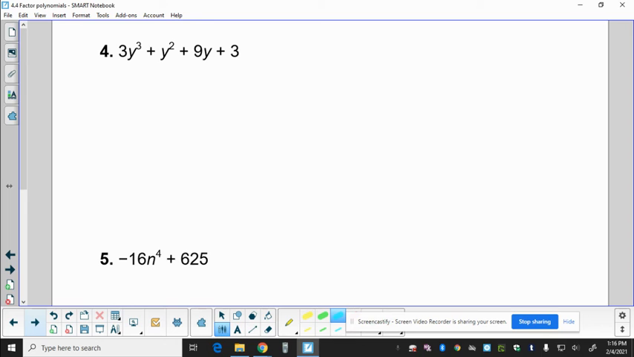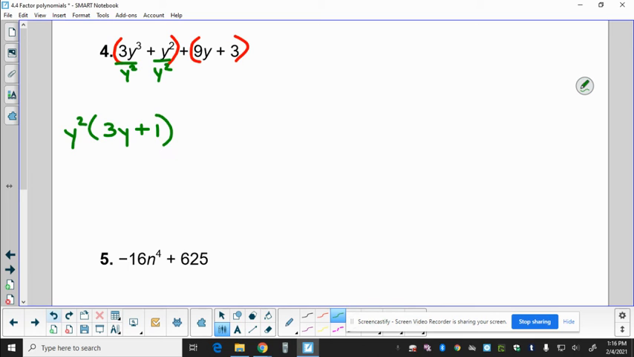Try number 4. That's very similar. Okay, so you should have done some grouping here. Since the middle sign here is a plus, you don't have to worry about changing the sign on that 3. So did you find the greatest common factor? It'd be y squared for this, wouldn't it? All right, let's factor it out. y squared times (3y plus 1). And then the greatest common factor over here should be a 3.